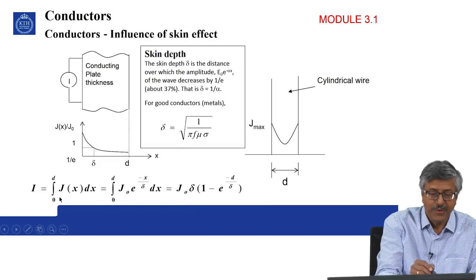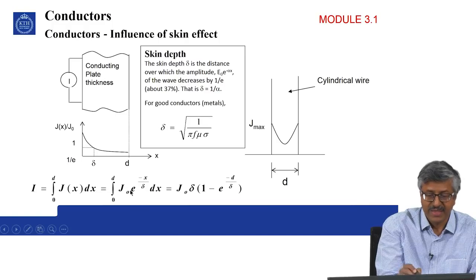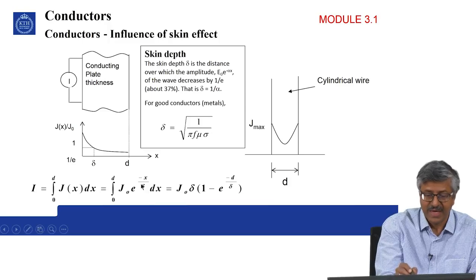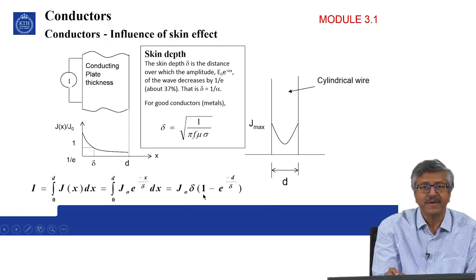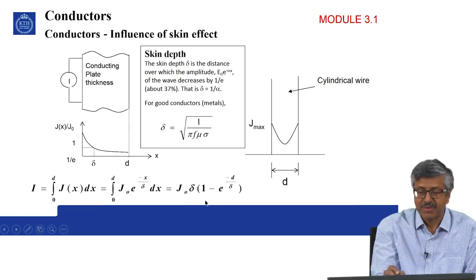Now, if you integrate the current density across 0 to d, the thickness, then you can get this expression. J0 is the initial current density, e to the power of minus x by delta, where x is the distance along this axis. Then you will get I0 equals J0 delta into 1 minus e to the power of minus d by delta. So, this will be the expression for the total current.